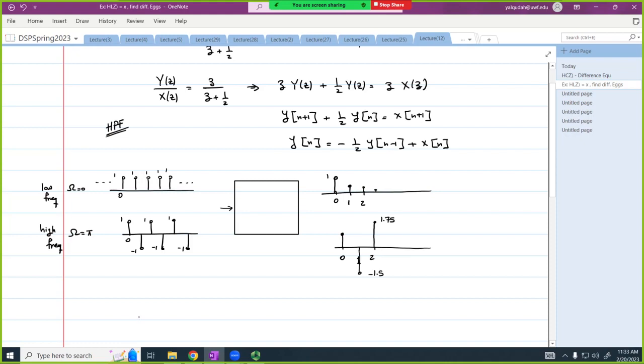You see it? Everybody? So this signal, the low frequency, got attenuated. The high frequency got amplified. And in this case, it's going to have a larger amplitude. Any question? Is that clear?